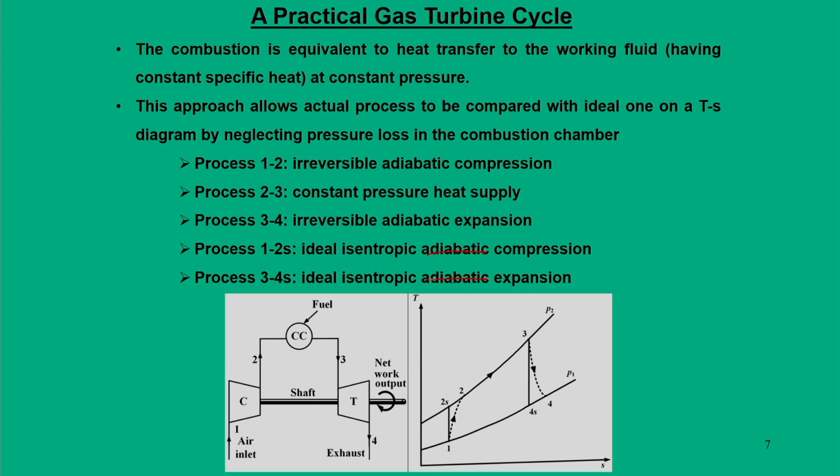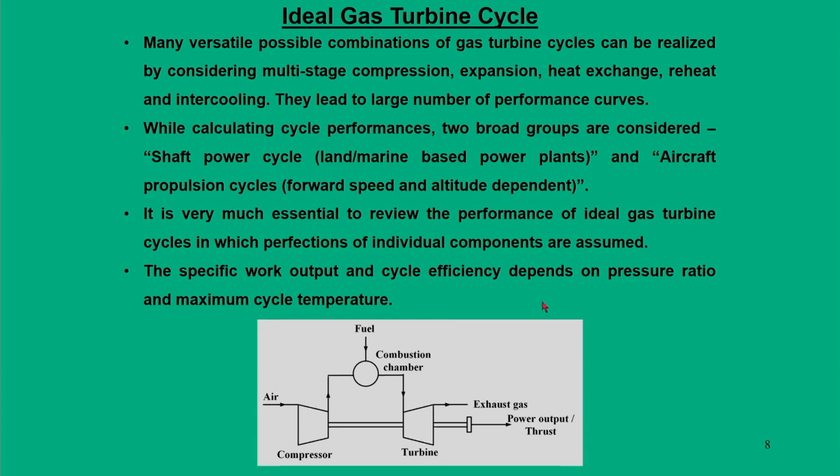So, the word adiabatic is redundant here. Process 1 2 is known as an ideal isentropic compression, and process 3 to 4s is ideal isentropic expansion. Now, let us see why this ideal cycle is very important, because it gives theoretical estimates.